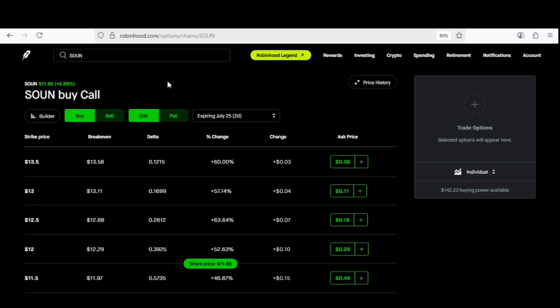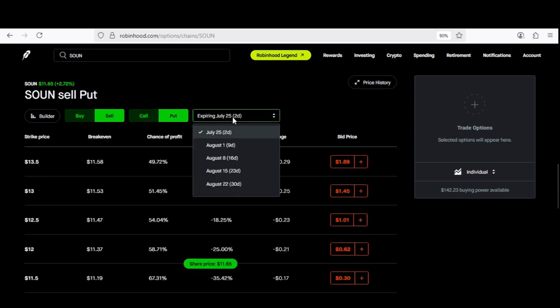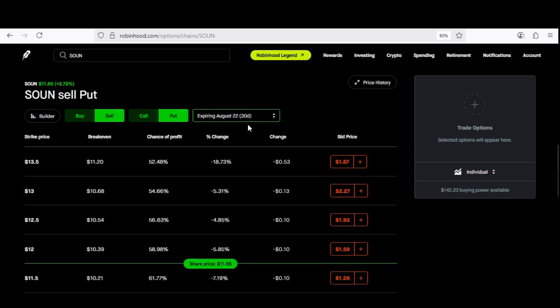Now that we have SOUN open and we have the options chain open, this is the option strategy that I would consider if I'm trading with a small account of $4,000. So we're going to go ahead to sell right now. We're going to go to put, and now we're going to change our strike date once again. We're going to be going with August 22nd. We're going to be doing monthlies on this one as well. So we're going to use 30 days to expiration.